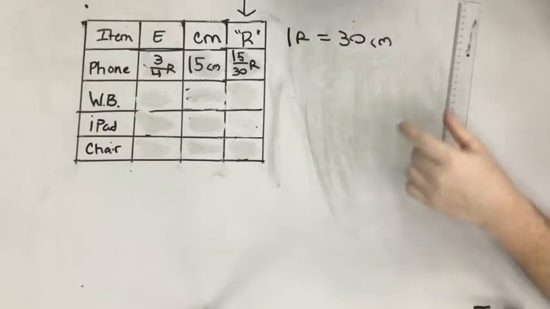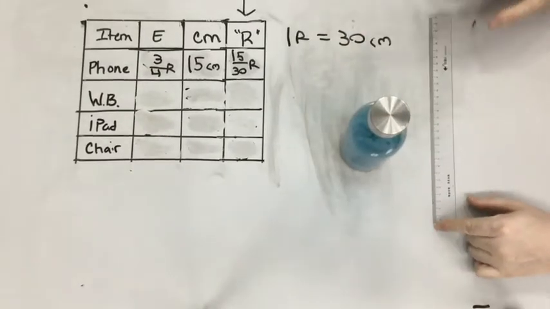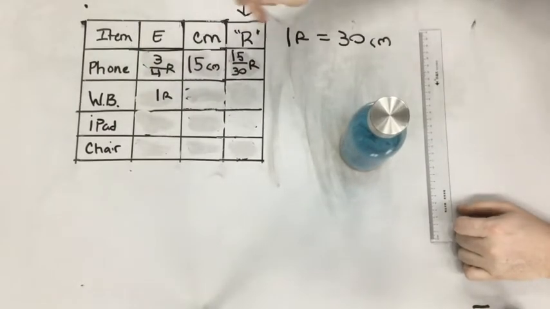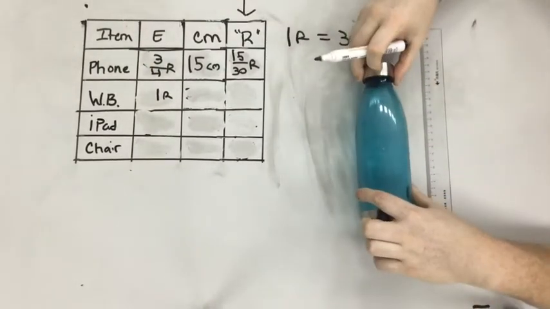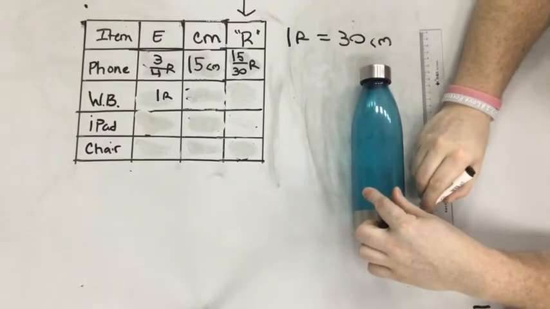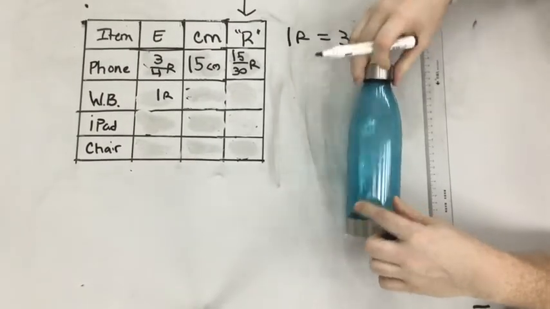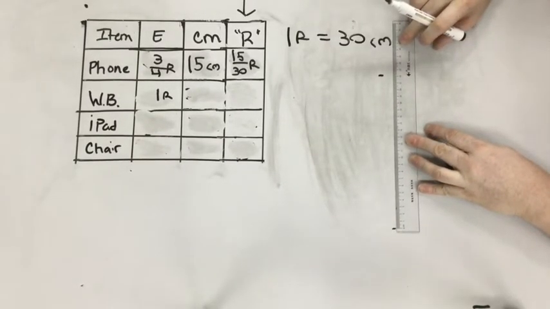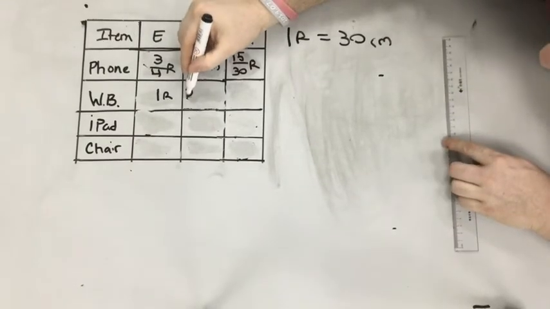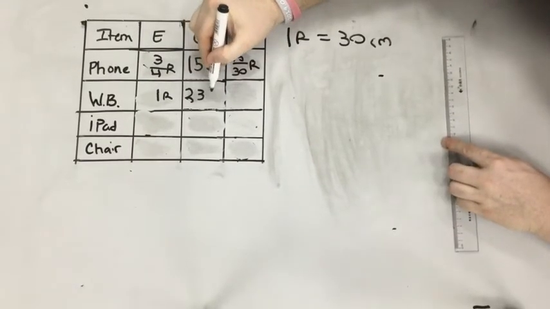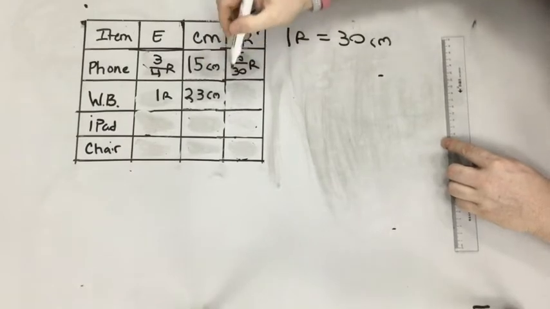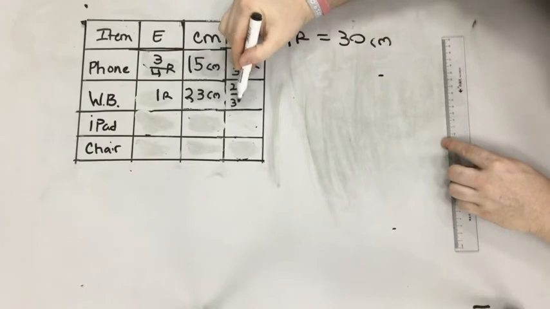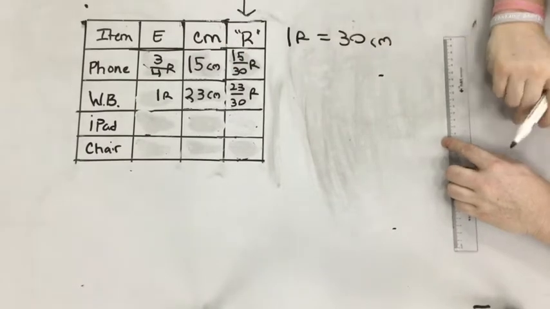Next, I have the water bottle. This water bottle looks pretty big, so I'm going to estimate that it's 1 R. Okay. Now I'm going to lay it down to measure. I'm just going to mark the bottom and the top and get this guy out of the way. Measure it here, and I get 23 cm. If I make that into a fraction, 23 over, yep, you guessed it, 30 R.